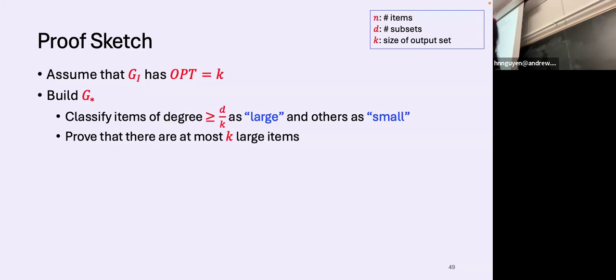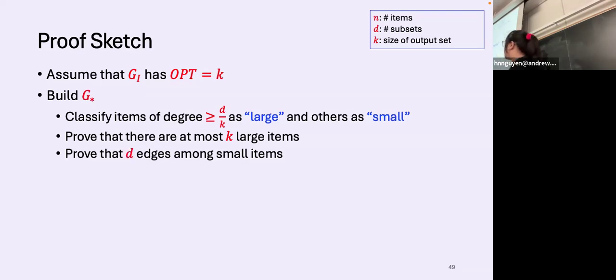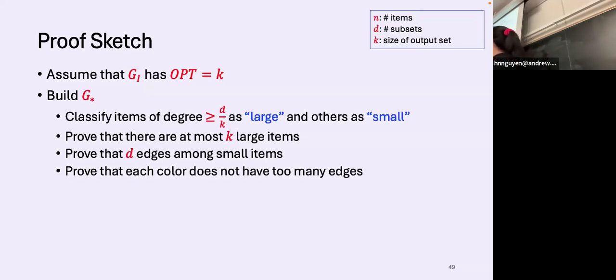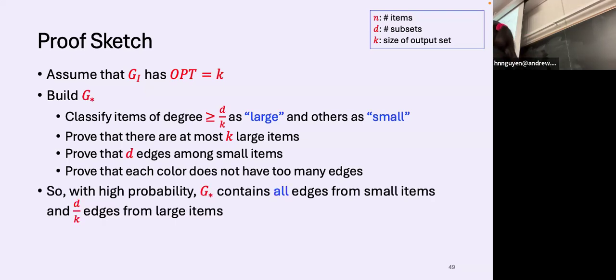Now I want to prove that there are at most k large items, and I want to prove that there are at most d edges among small items. When I can prove these two things, I can say that each color does not actually have too many edges colored that color. And therefore, with high probability, I should be getting all the edges from my small items, and for any of my large items, I should be getting d over k of its edges.